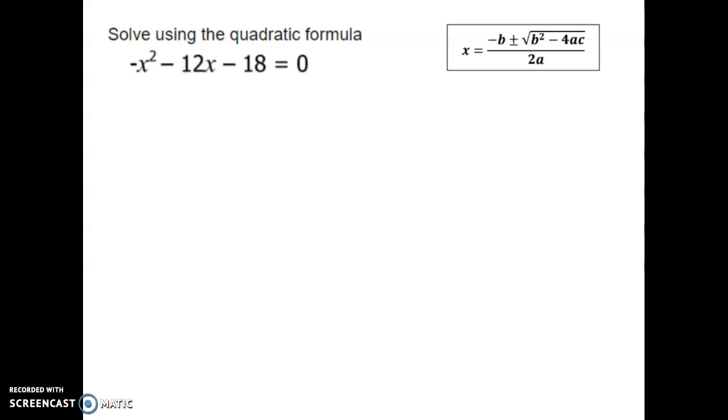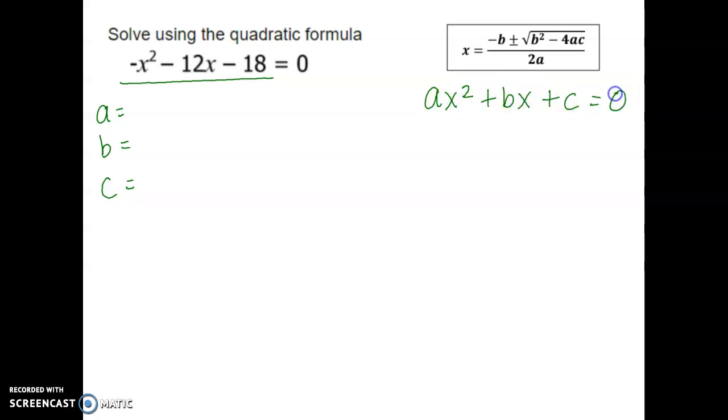Okay, again, we want to make sure everything's solved to 0. We want all our terms on one side, and they are. That's always the first thing you got to make sure. Always make sure everything's over to one side. If it's not, move it, and then you can do everything else. Then we're ready to label what A, B, and C are. Again, don't forget, A is the coefficient in front of x squared, B is in front of x, and C is a constant by itself.